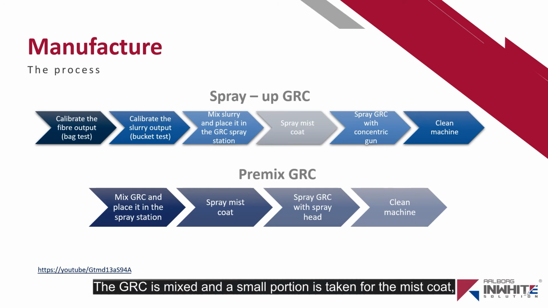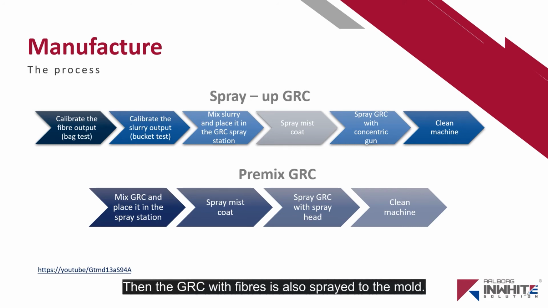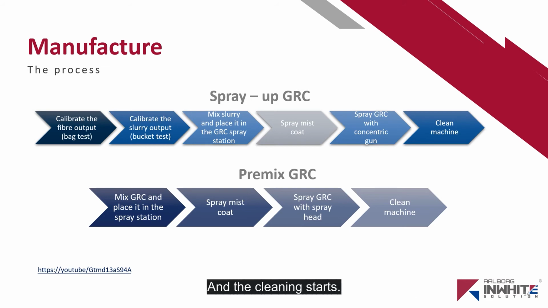For the premix GRC, the GRC is mixed and a small portion is taken for the mist coat. Then the fibers are added. The mist coat is sprayed. Then the GRC with fibers is also sprayed into the mold, and the cleaning starts.